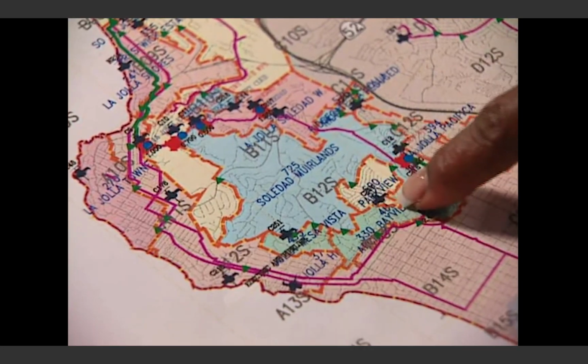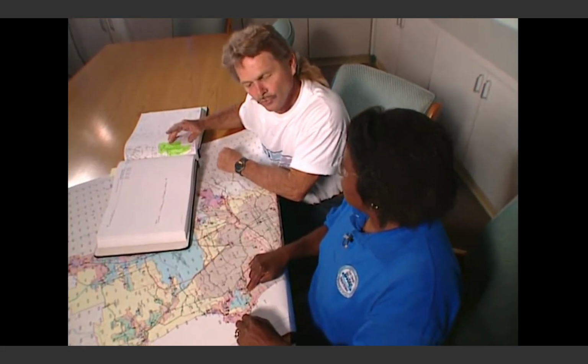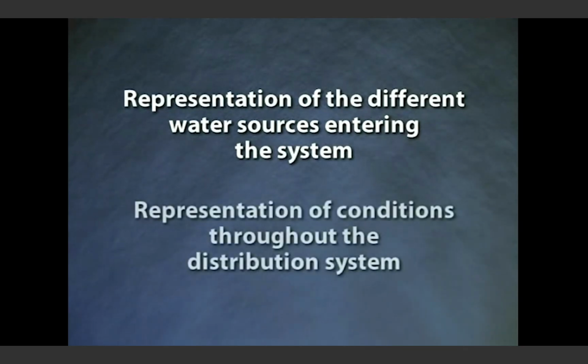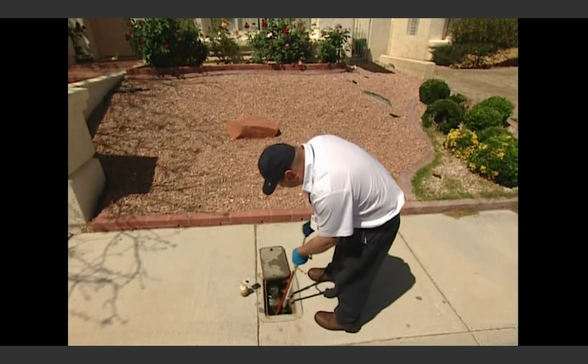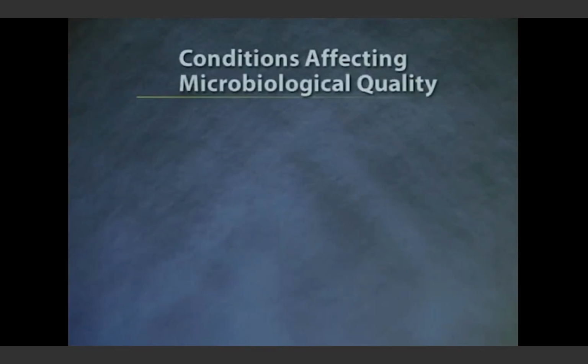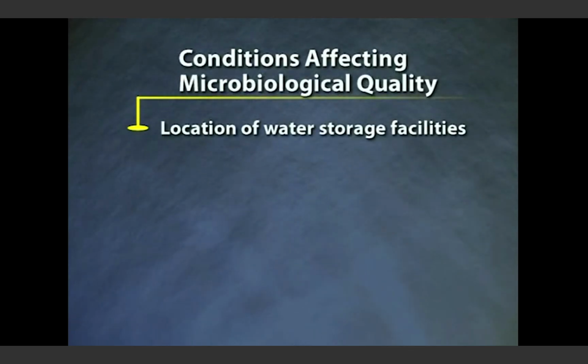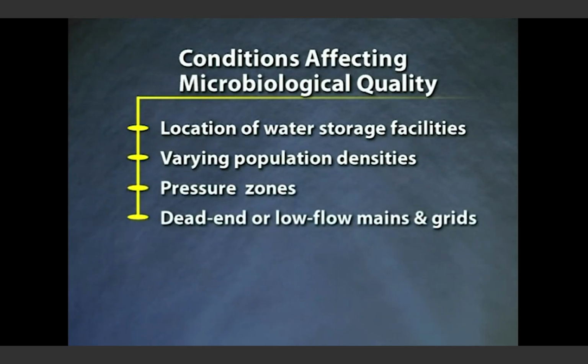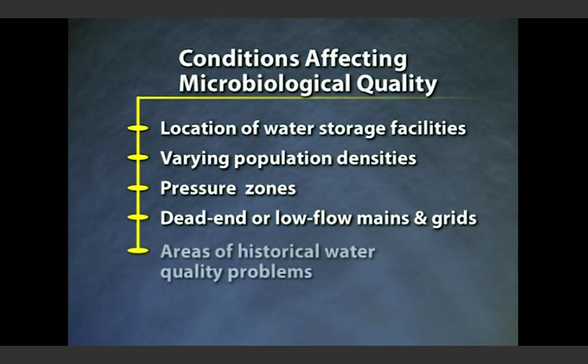Getting a good representative sample for total coliform testing is critical, as is selecting a good sample location. The primary considerations for the sampling sites include representation of the different water sources entering the system and representation of conditions throughout the distribution system. Conditions affecting the microbiological quality of the water must be taken into consideration. For example, the location of water storage facilities, varying population densities, pressure zones, dead-end or low-flow mains and grids, and areas of historical water quality problems.